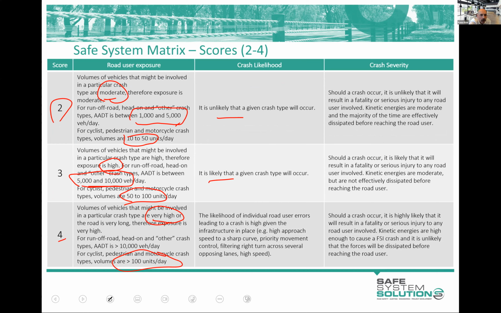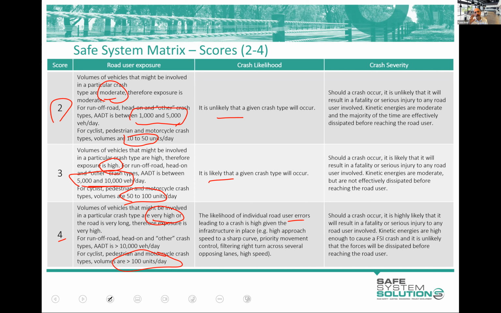Okay, here we go with a 4. Here's a few more words. Okay, the likelihood of individual road user error leading to a crash is high given the infrastructure in place. E.g., high approach speeds to a sharp curve, priority movement control, filtering across several opposing lanes, high speed. Okay, so you've got some characteristics.